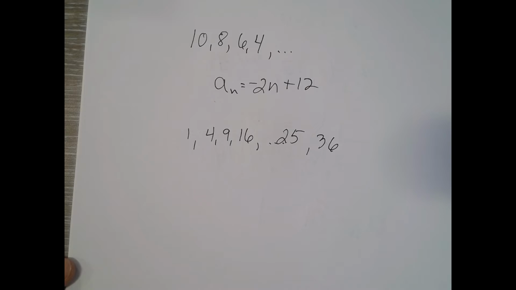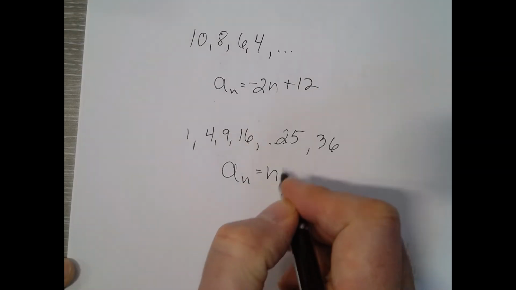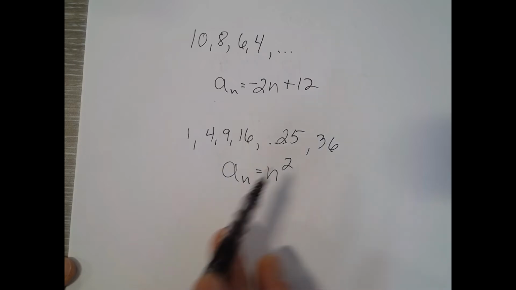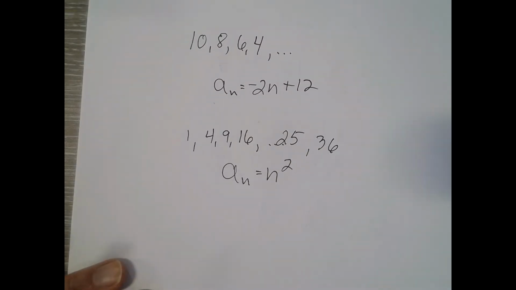Anybody know what the nth term is on this? N squared. Very good. It's n squared. A sub n equals n squared. 1 squared, 2 squared, 3 squared, 4 squared, and so on. Raise your hand if you have that. All right, a few of you. So that's just another way. That's an nth term that's not an arithmetic.